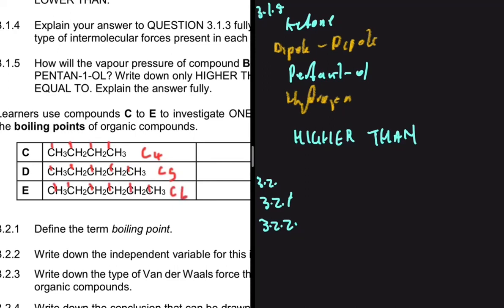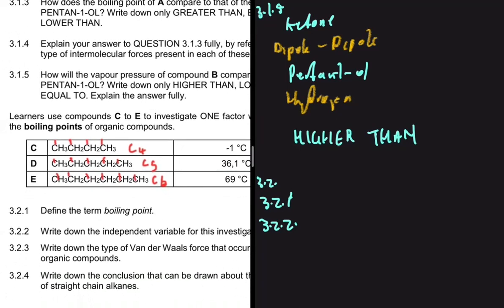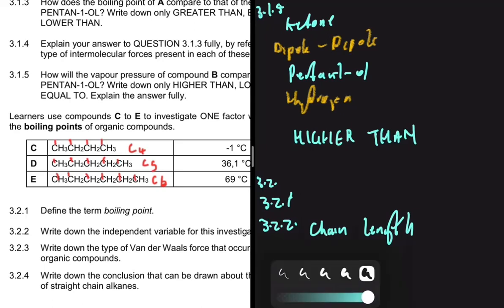So it seems like our independent variable here, what we are changing, is actually the chain length. We can see that from the number of carbons in the compounds. So the answer to 3.2.2 would be chain length, or the molecular mass, because as the chain length increases, the molecular mass is also going to increase. So that is the independent variable.